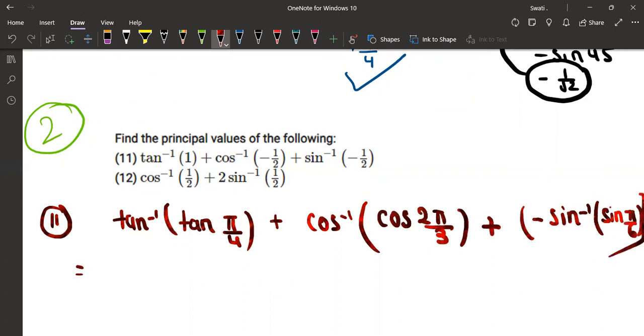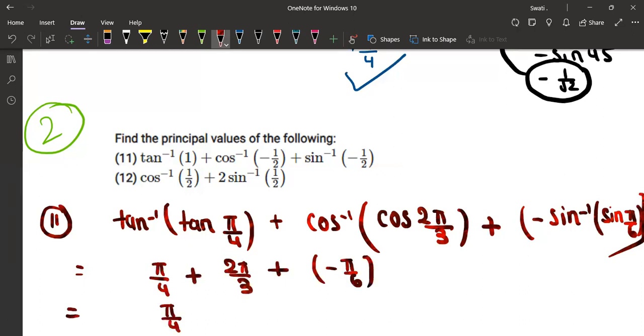Now we know that tan inverse tan theta is theta, so it is pi by 4. We know that cos inverse cos theta is theta, so it is 2 pi by 3. We know that here minus sign, of course, sine inverse sine theta is theta, so it is pi by 6, minus sign as it is. Now we can simplify this. This will become pi by 4 plus 2 pi by 3. And this is plus into minus is minus pi by 6, right?